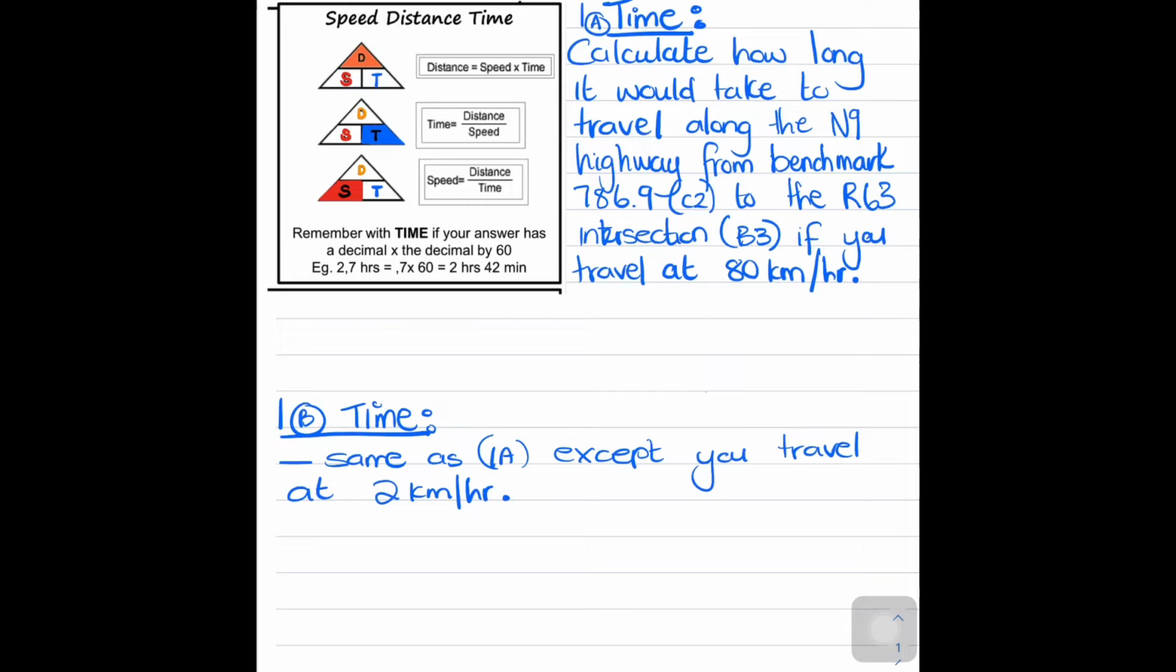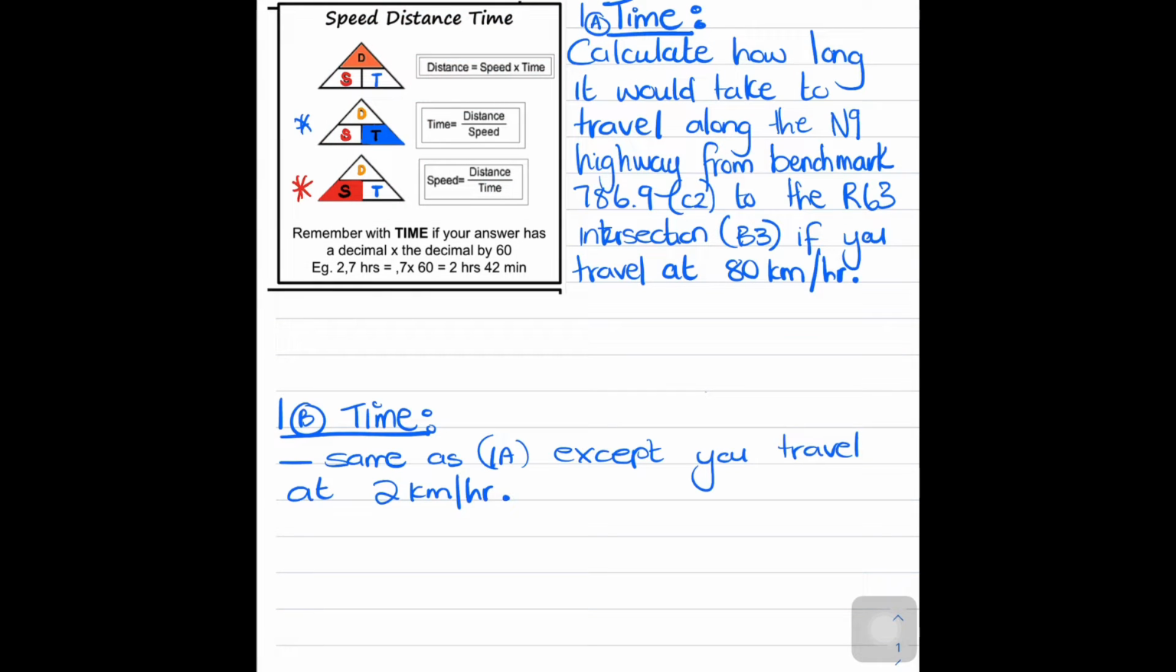So when you are asked a speed, distance, time question, we're really going to focus on finding either the time that it took us to travel along a particular route using a specific speed, or we give you the time and you have to tell us how fast you traveled. So those are the two important ones that we're going to focus on. We're looking for time and we're looking for speed.